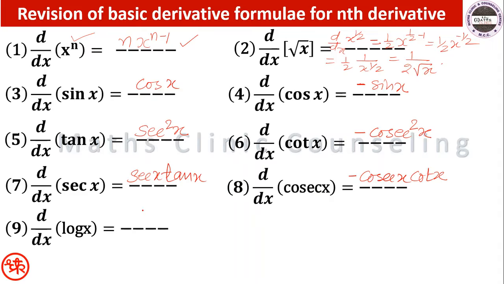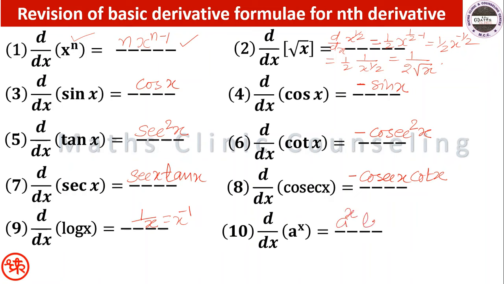Now d/dx of log x is 1 by x. Is that clear? Or we can call it x to the power minus 1. d/dx of a to the power x is a to the power x into log a. Is that clear? Log a is a constant quantity. Then d/dx of e to the power x is e to the power x. So that is the derivative of e to the power x.